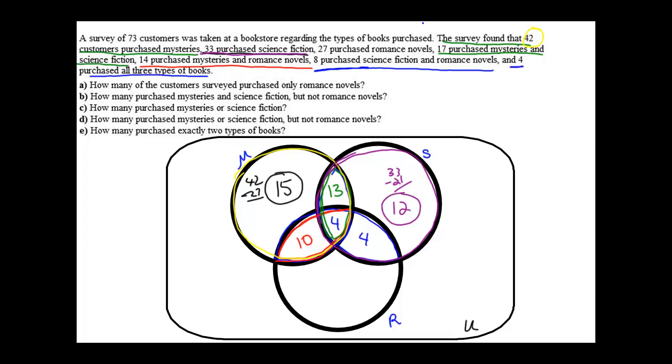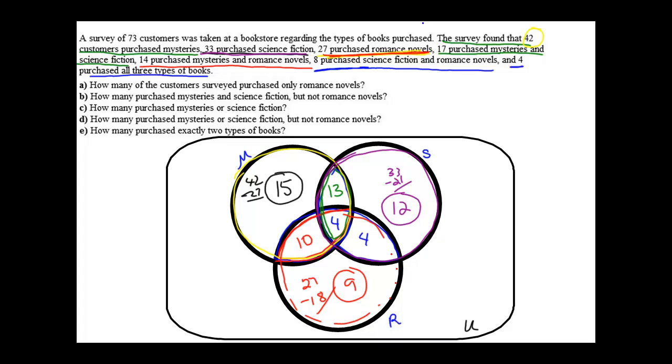And then we'll do the same thing for the romance novels. I'll go back to red here. 27 purchased romance novels. Right now I have a total in this circle of 18. So 27 minus 18 would leave me with 9 for that region.